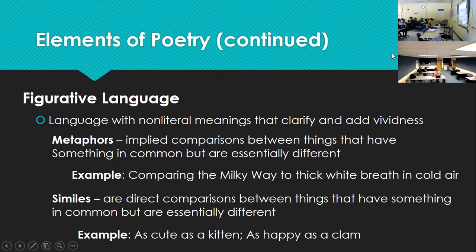Also, figurative language. This is words that are not literal, but help clearly to see what the poet is saying. So there's metaphors, which are like comparing the Milky Way to a thick white breath in the cold air. It's 2 different things, but there's a visual commonality. Similes, they compare things that have something in common, but are really different. Kind of like happy as a clam, as cute as a kitten.